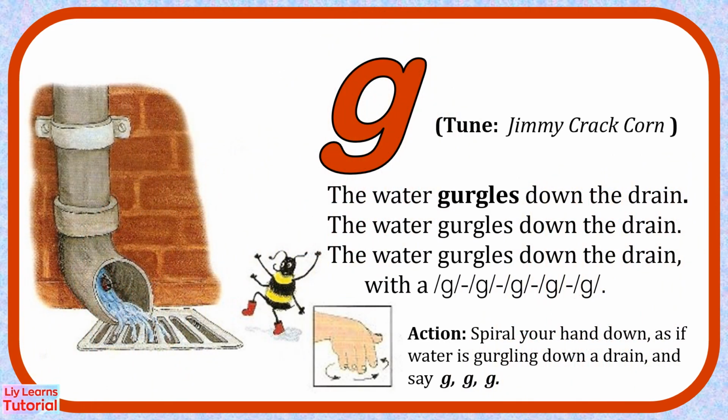Now, let's listen to the Jolly Phonics song on letter G to the tune of Jimmy Crack Corn. While singing, spiral your hand down as if water is gurgling down a drain and say G, G, G.